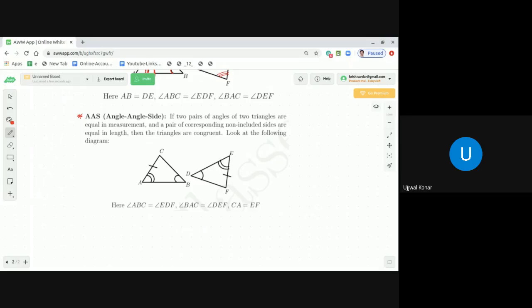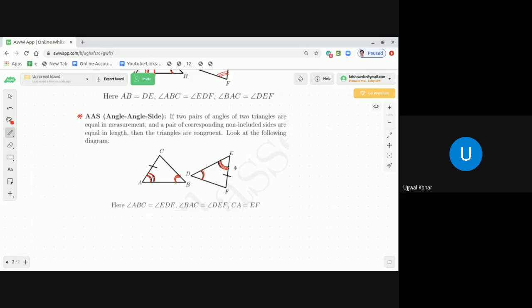Let's take the adjoining diagram. If you look into these two triangles, ABC and DEF, what you see, dear students, is that the angle ABC is equal to the angle EDF, and the angle BAC is equal to the angle DEF. And what we see is that CA is the side which is not included between these two angles, dear students.